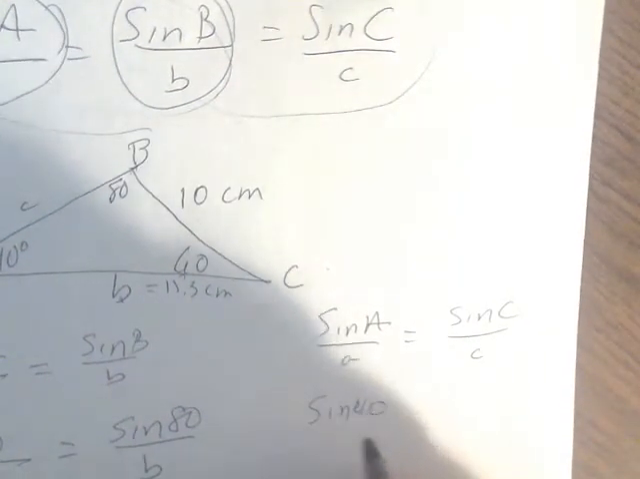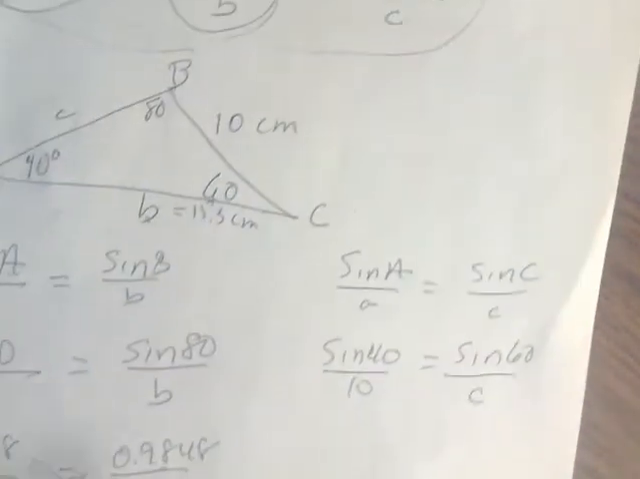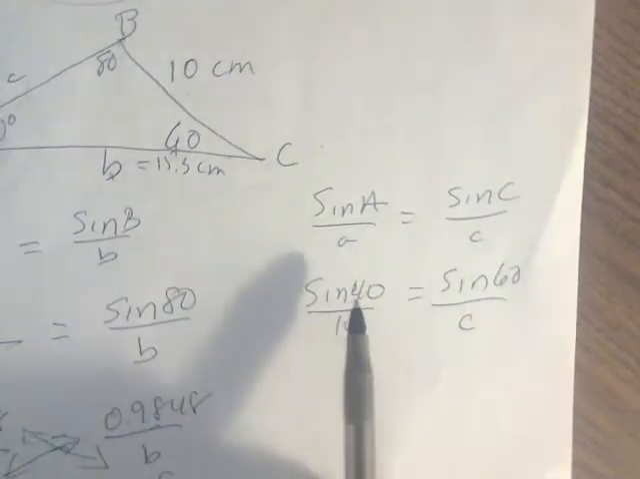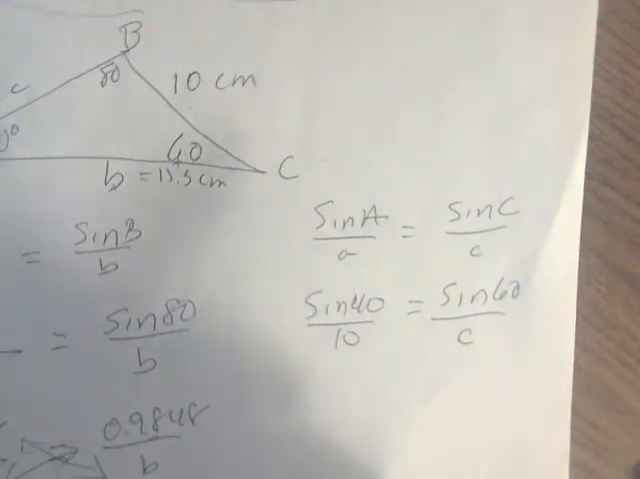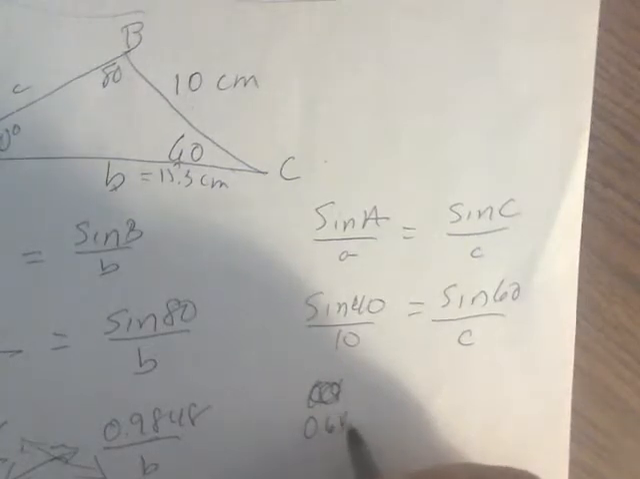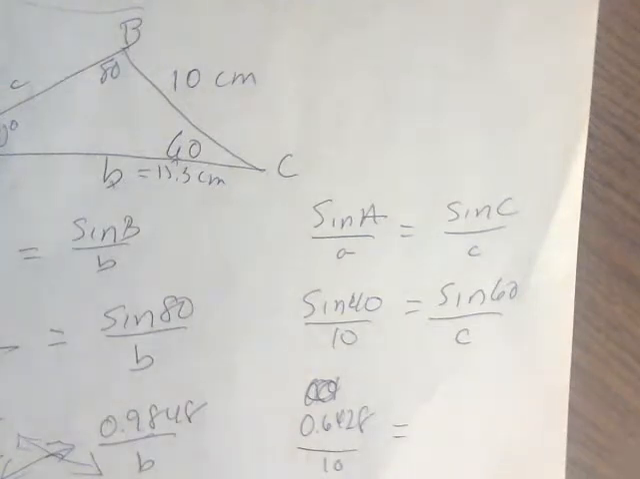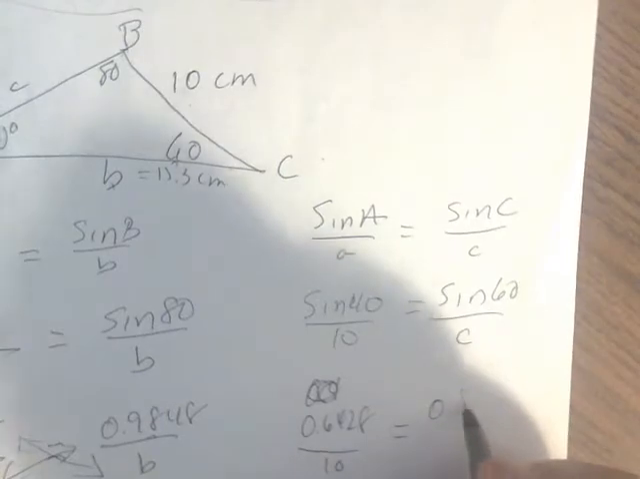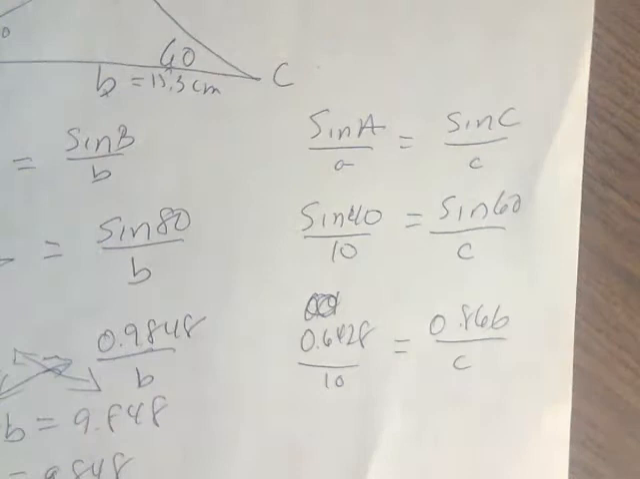Sine 40 over 10 is sine 60 over C. So again, set it up. Make these values decimals. Do not divide by 10. You're just making it harder on yourself. I already know this is 0.6428 over 10, and then I do sine 60, 0.866. Why am I carrying these out to 3 and 4 decimal places? Because it's going to make it more accurate, and you're not going to be counted off for missing it by 2 or 3 hundredths.